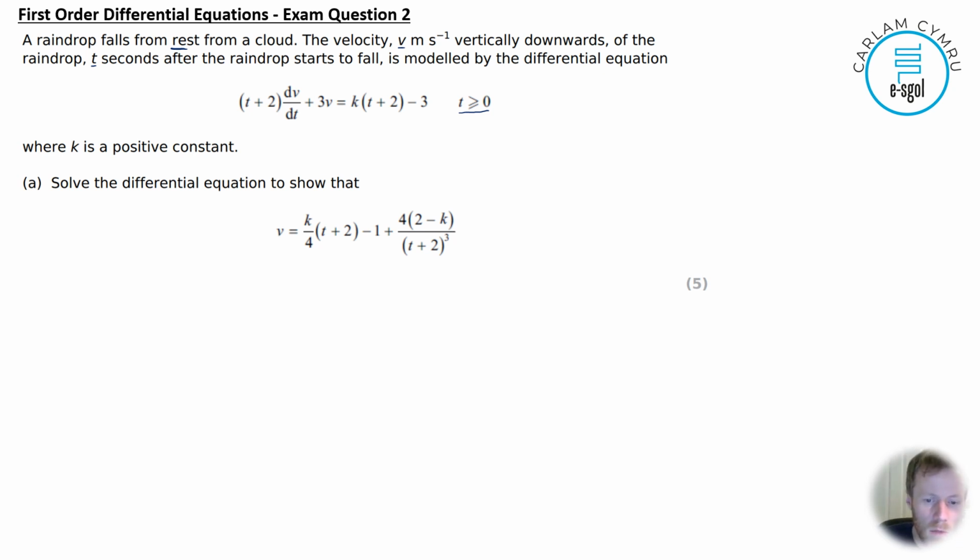I'm just going to divide through by t plus 2 because I want it in the correct format. So that gives us dv over dt plus 3v over t plus 2 equals k minus 3 over t plus 2.